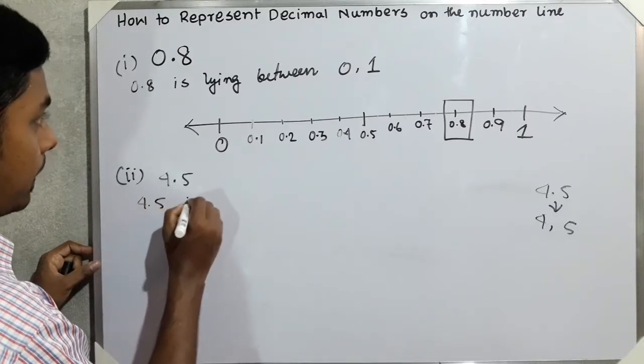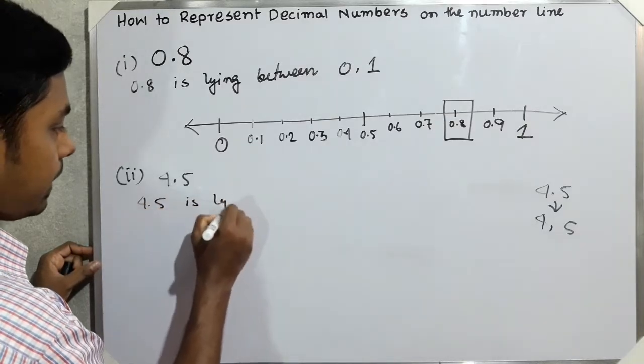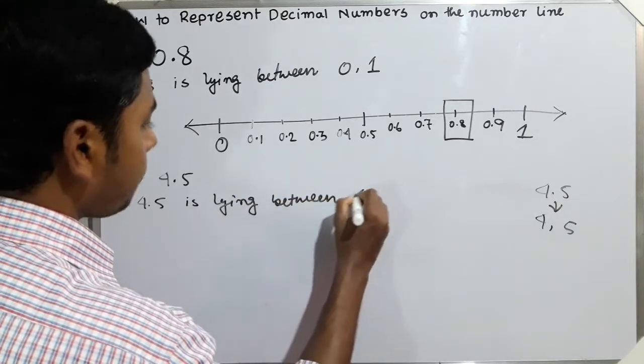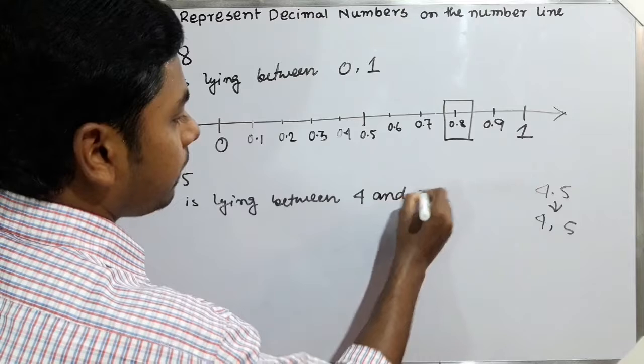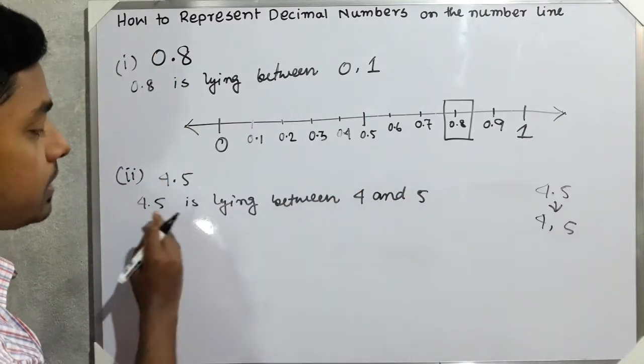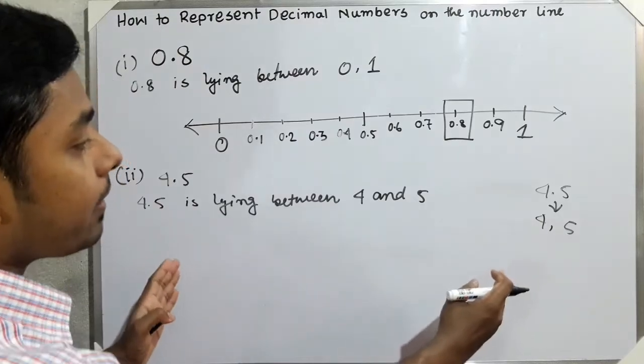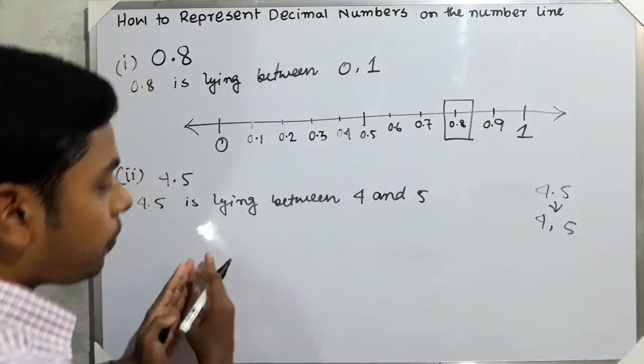So 4.5 is lying between 4 and 5. That means this number 4.5 is lying between 4 and 5. That means we have to make the portion of 4 and 5 only.